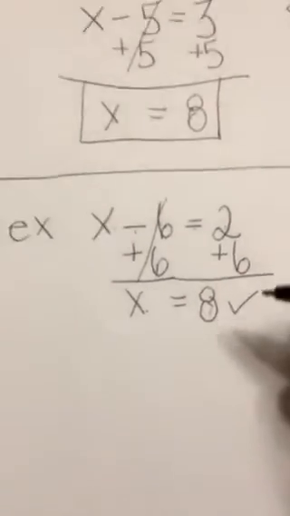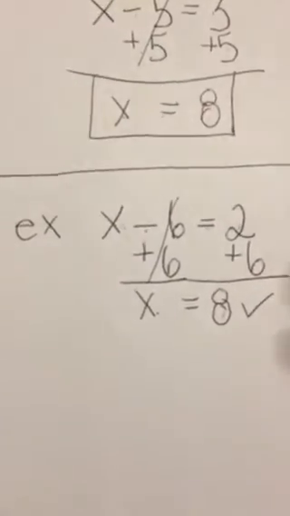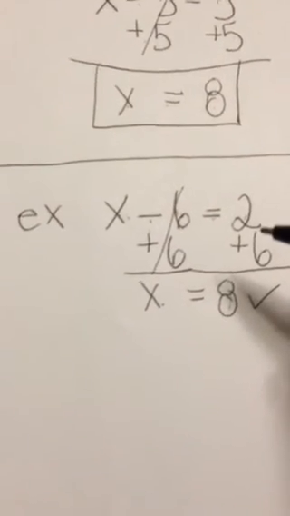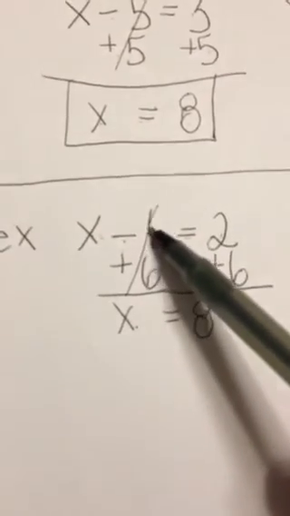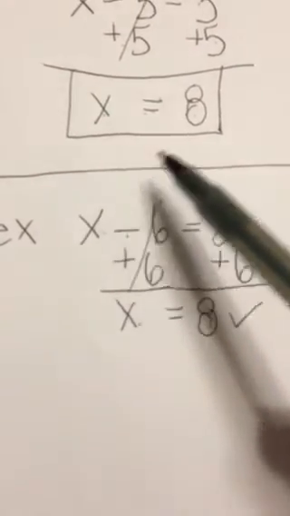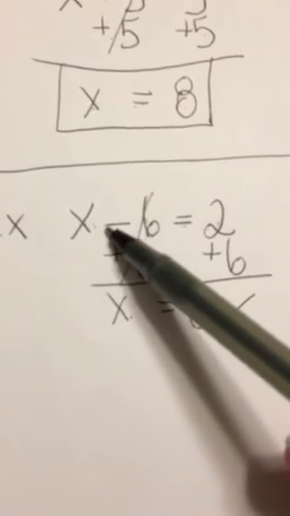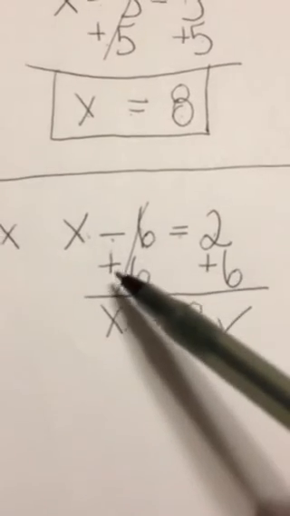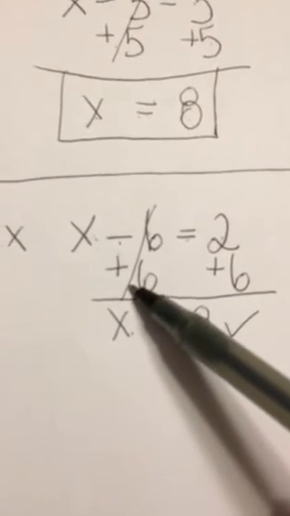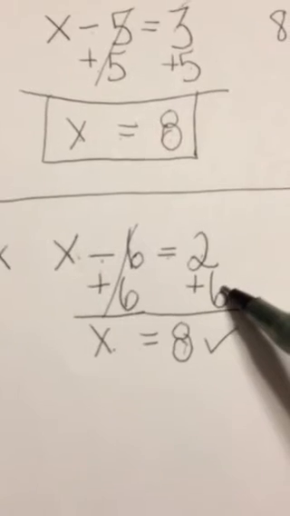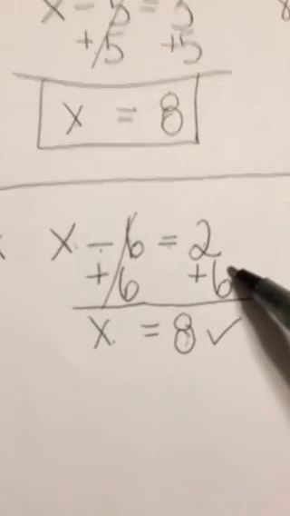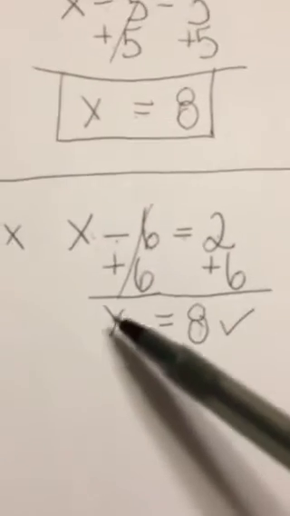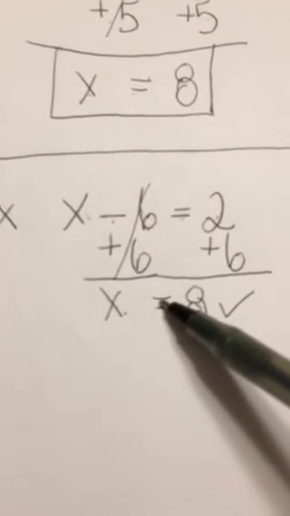So you're going to see problems with decimals, and you're going to see problems with fractions, and you're going to do the very same thing. We're just doing adding and subtracting today. So if it subtracts in the equation, add. But don't forget, whatever you add to one side of the equal sign, you have to balance it out on the other side and add it to the number on the other side of the equal sign. So then we're leaving x by itself.